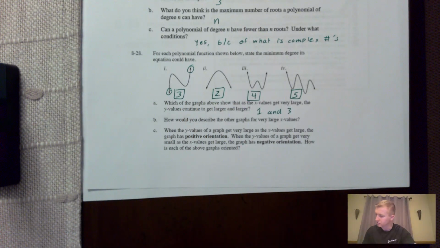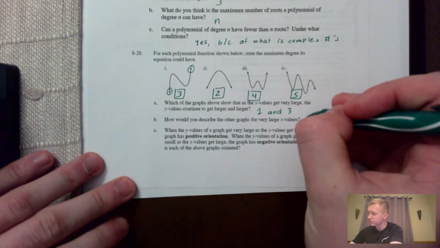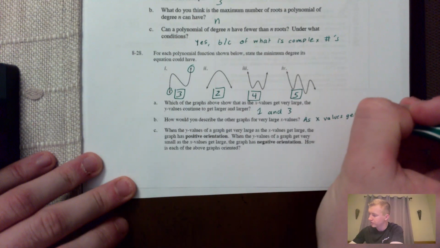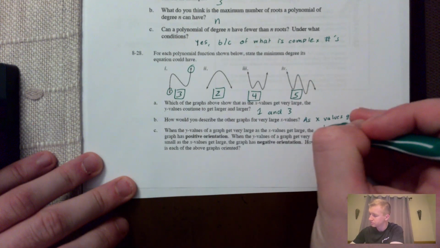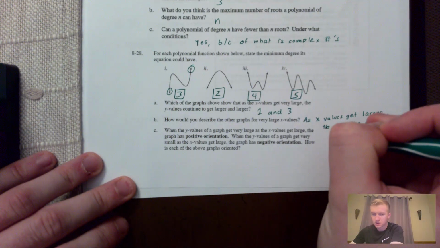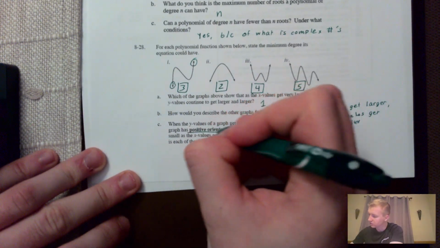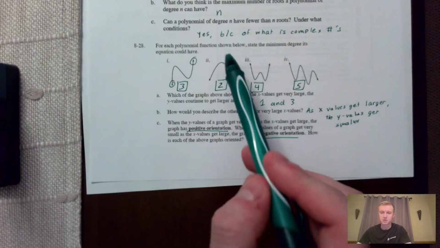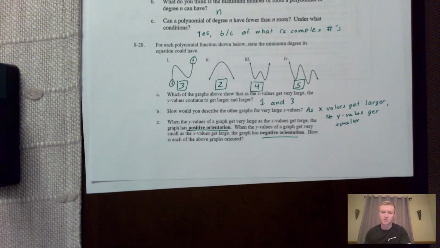And then for letter B, how do you describe the other graphs? Well, in this case, as the x values get larger, the y values get smaller. And this is the definition of what we were talking about with positive orientation and negative orientation. As those x values increase, the tail is going to end up, so in this case, positive, they end up. Negative, they end down. All right, so don't think too much about this. Most of you are pretty well adept at determining positive and negative orientation. With that in mind, go ahead and go to our last couple of problems here.